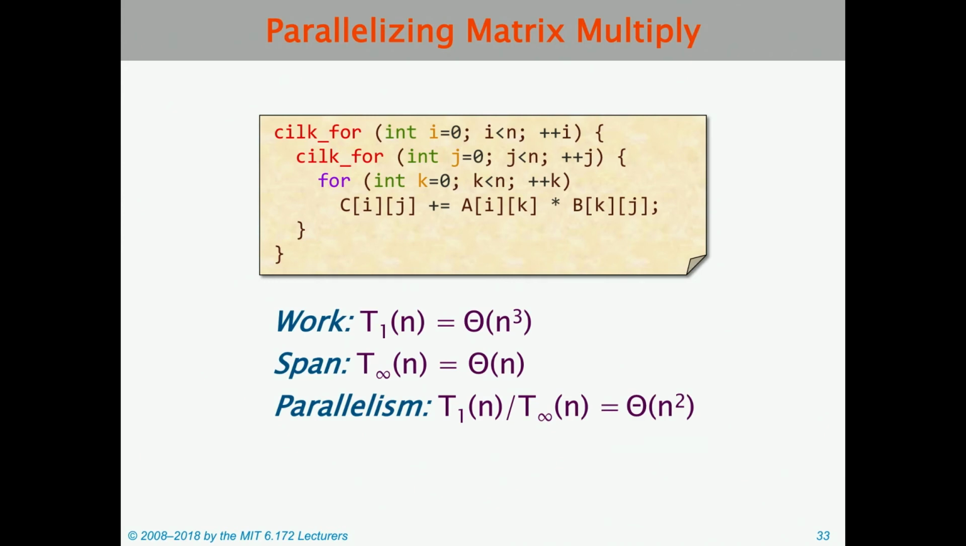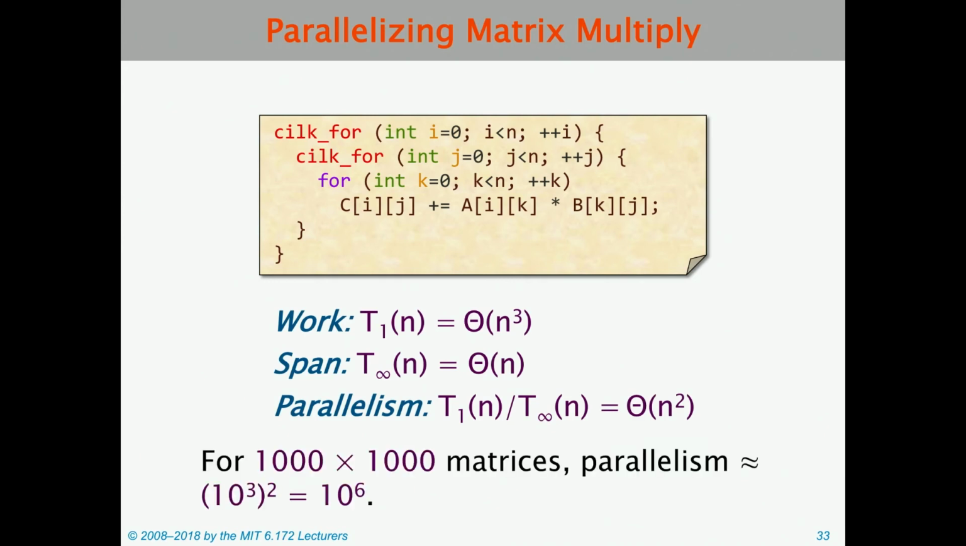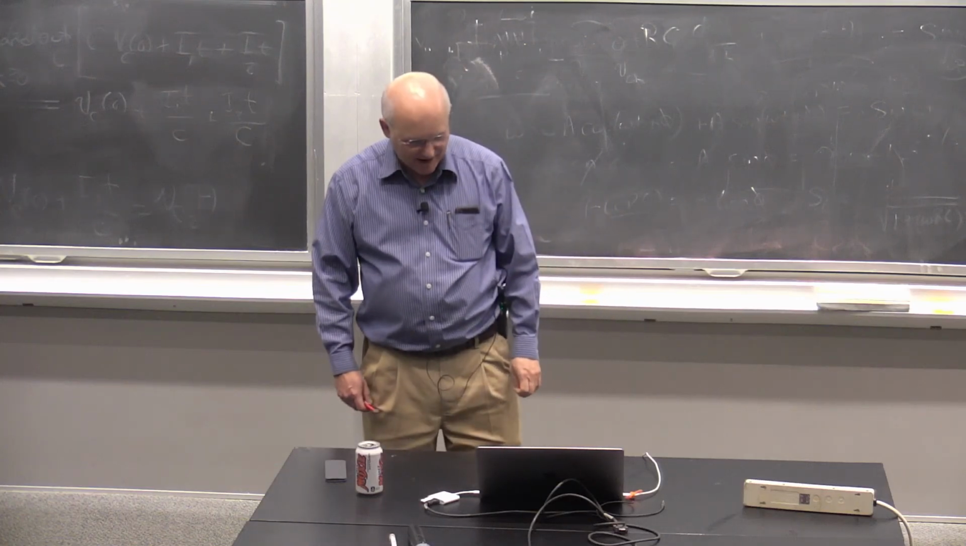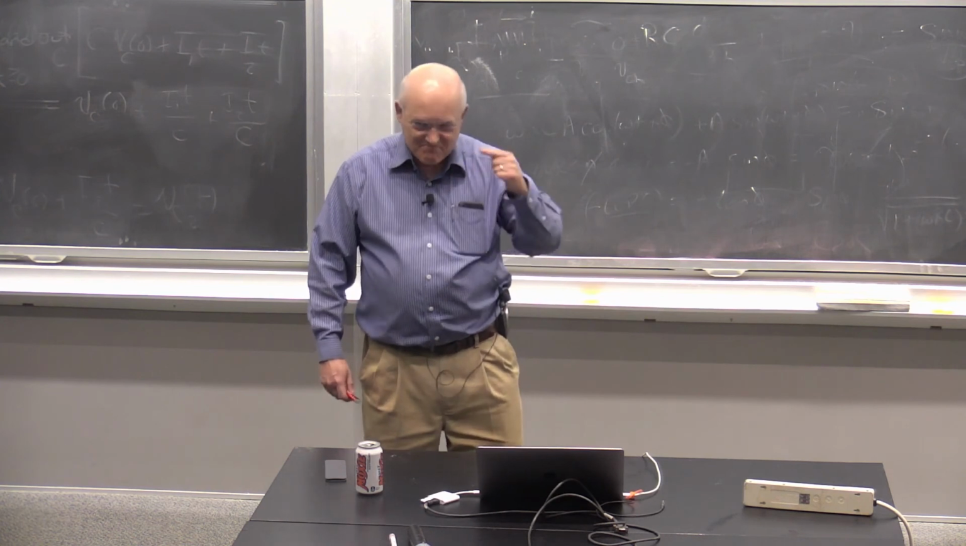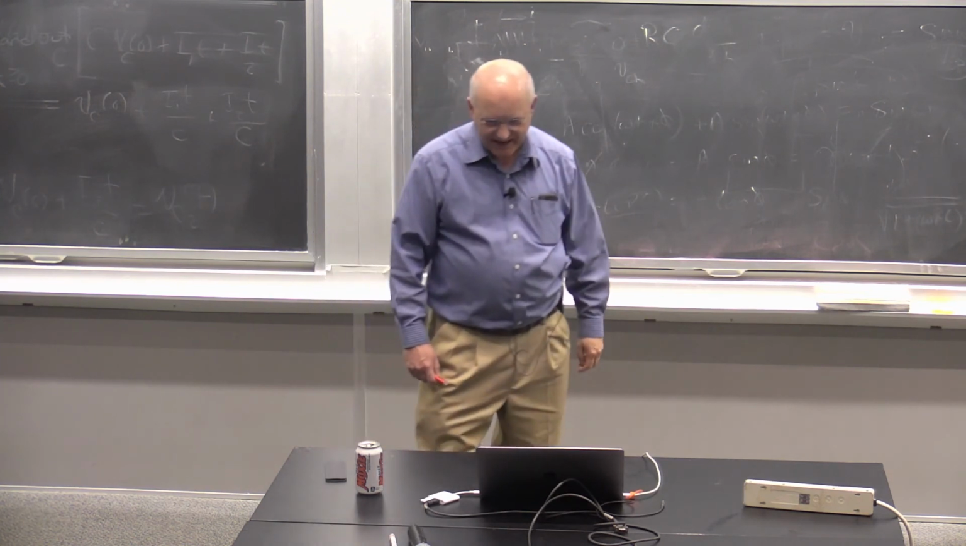If I ignore constants, and I said I was working on matrices of, say, 1,000 by 1,000 or so, the parallelism is something like n squared, which is about 1,000 squared, 1,000,000. Wow, that's a lot of parallelism. How many processors are you running on? Is it bigger than 10 times the number of processors? By a little bit. Okay.